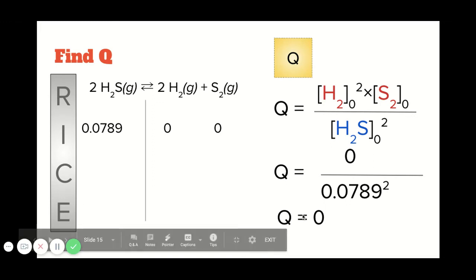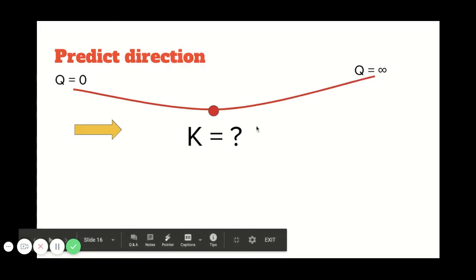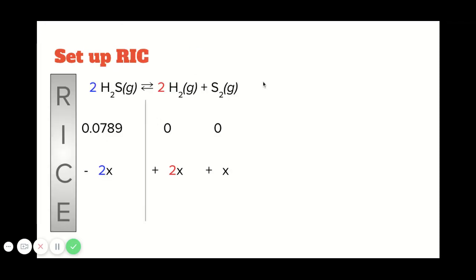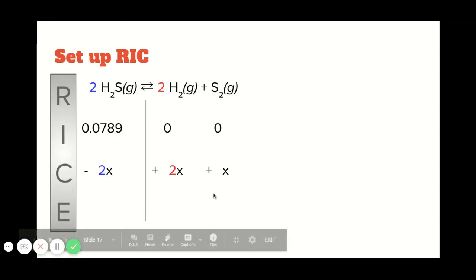So what does that tell me? K, I don't know what K is, but it's got to be a positive number. Therefore, it's got to be larger than Q. Therefore, Q is going to tend towards K, meaning the whole reaction is going to move to the right. It's going to produce products. Okay, so moving to the right means there are positive signs on the product side, negative signs on the reactant side.